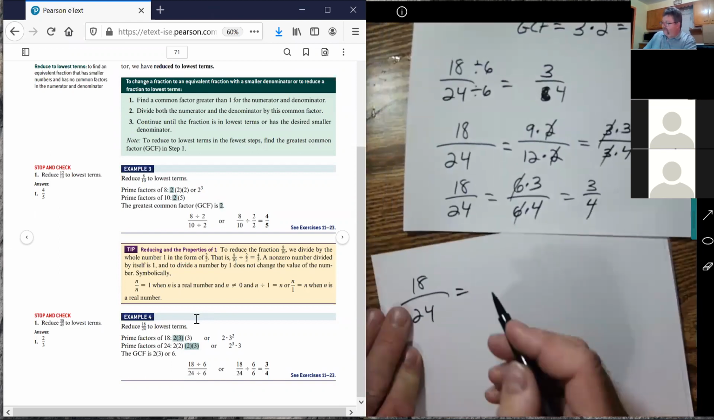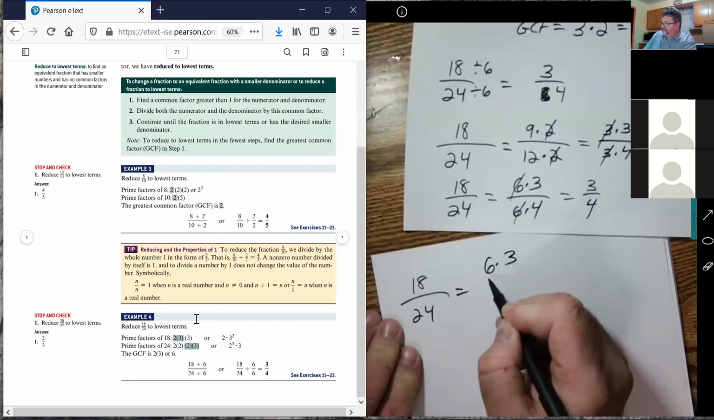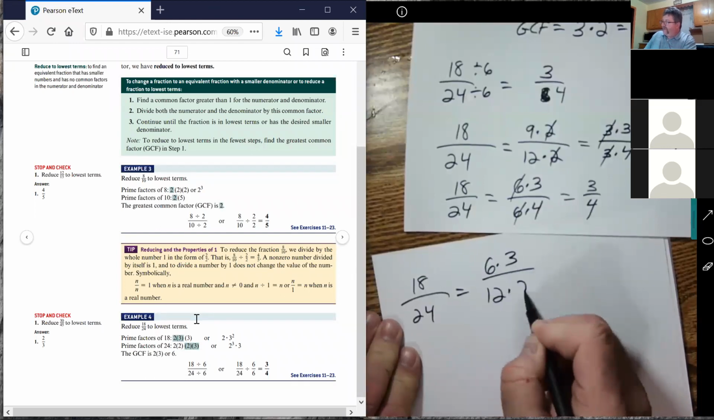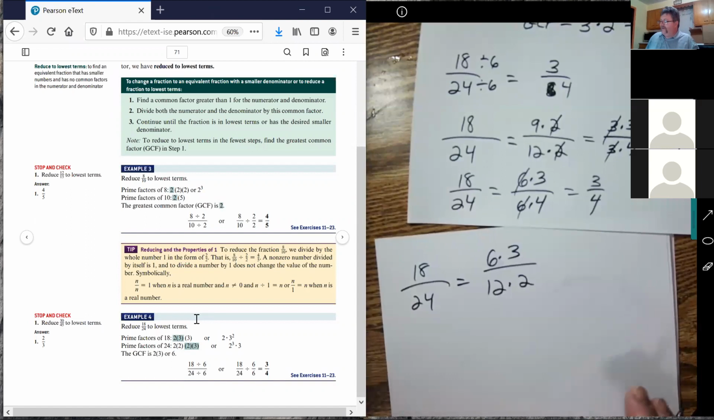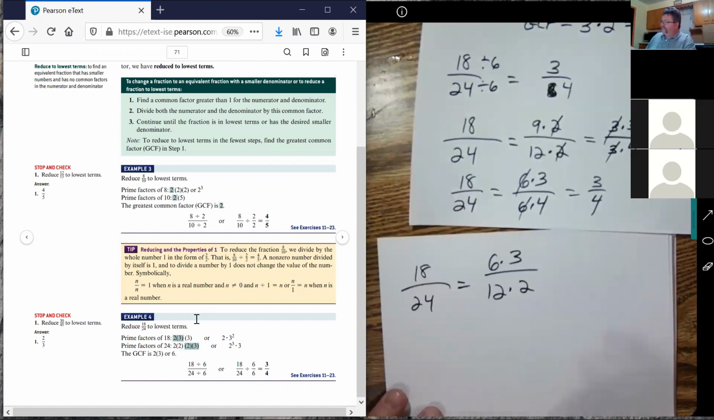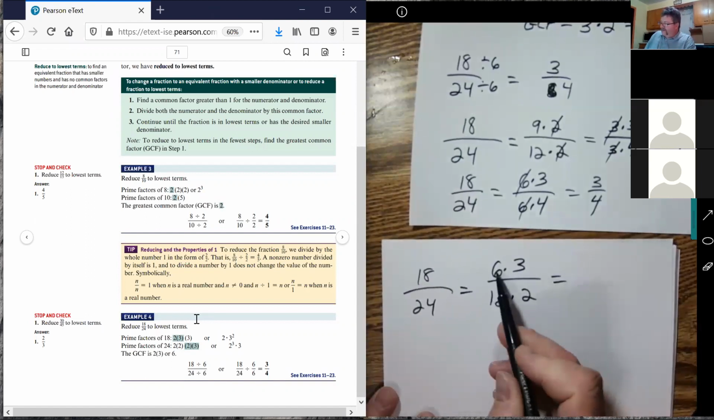Maybe on the 18, I would say 6 times 3 is 18. But then I would say 12 times 2 is 24, and nothing cancels, right? What a waste that was, seemingly. Well, I'm working it. I'm getting there. Nothing cancels, correct, but I'm just going to keep going.